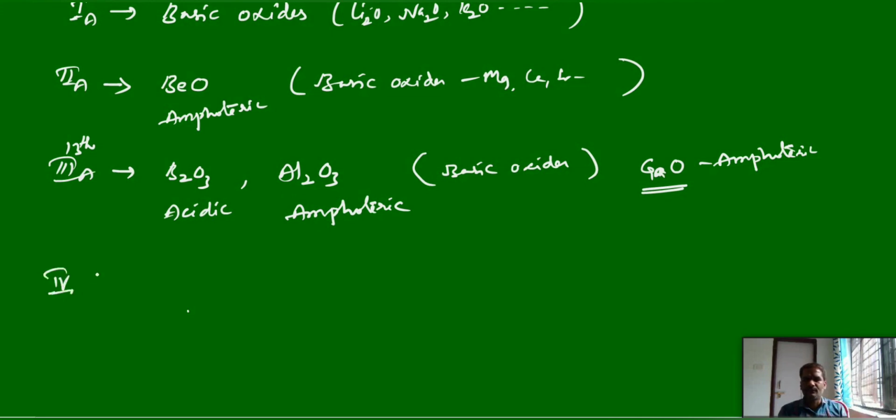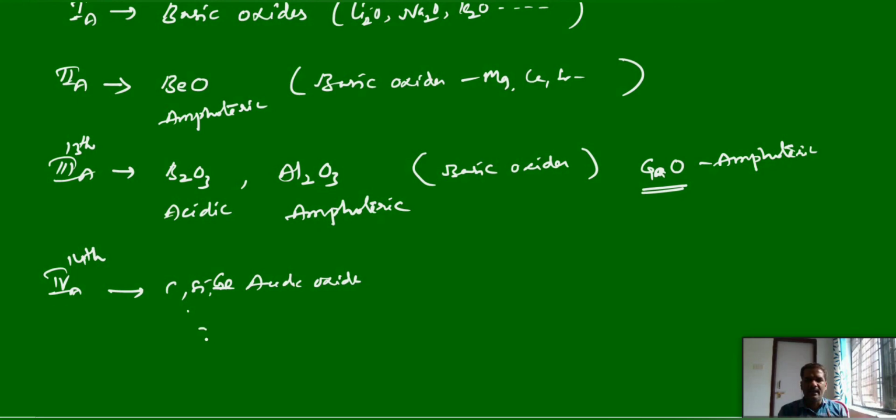Next, the 4th A or 14th group: carbon, silicon, germanium, tin and lead. Carbon and silicon are non-metals in nature. They form acidic oxides only. Now come to germanium. Carbon, silicon, germanium, all these three form acidic oxides.